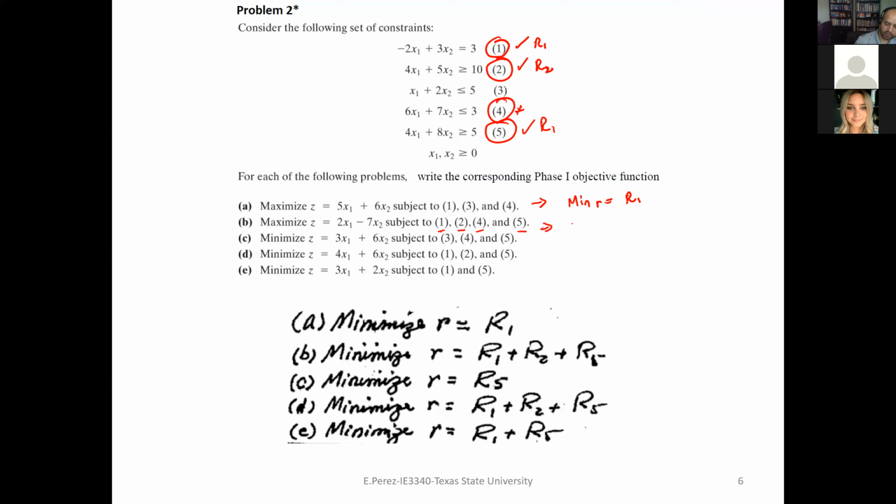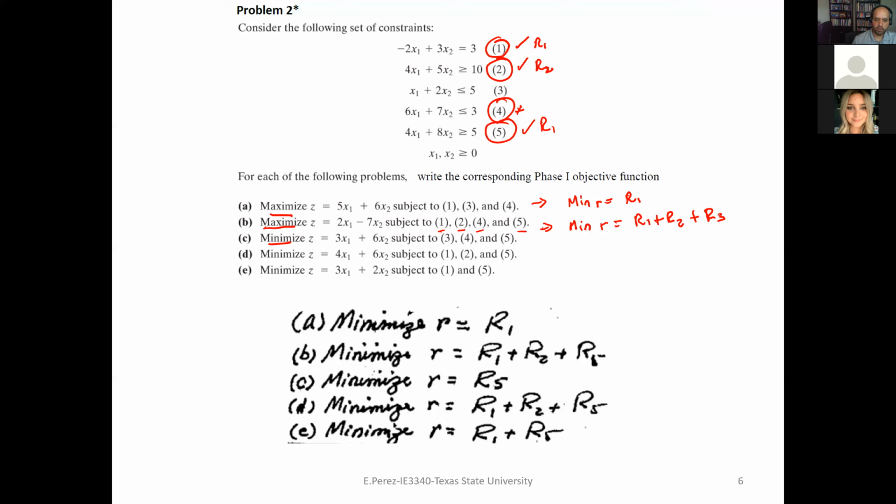So the objective function, again, it doesn't matter if this is maximization or minimization. The first phase of the two-phase method is always minimization. And you are going to need 3 artificial variables here as the objective function for phase one.